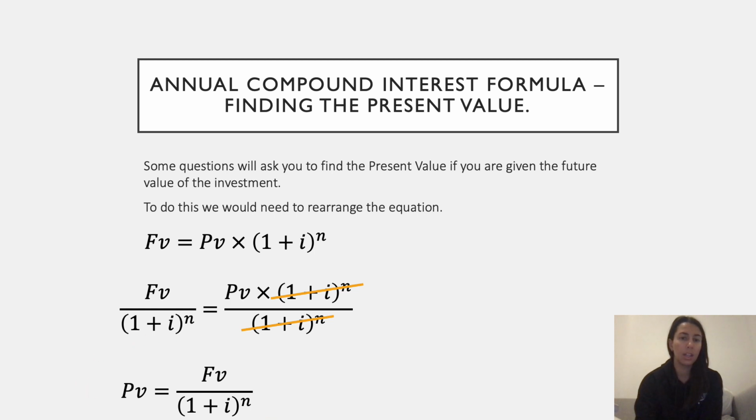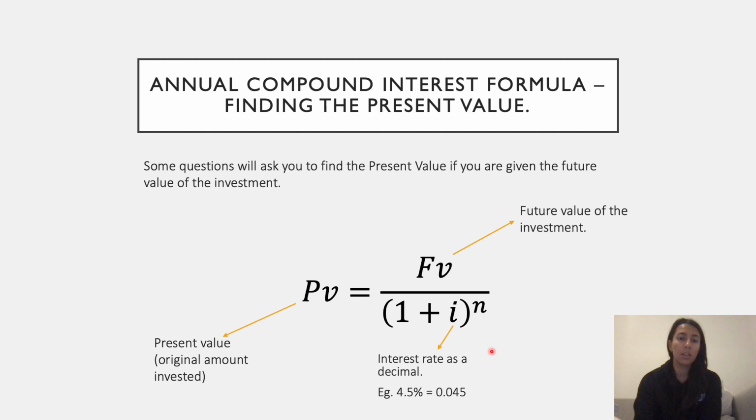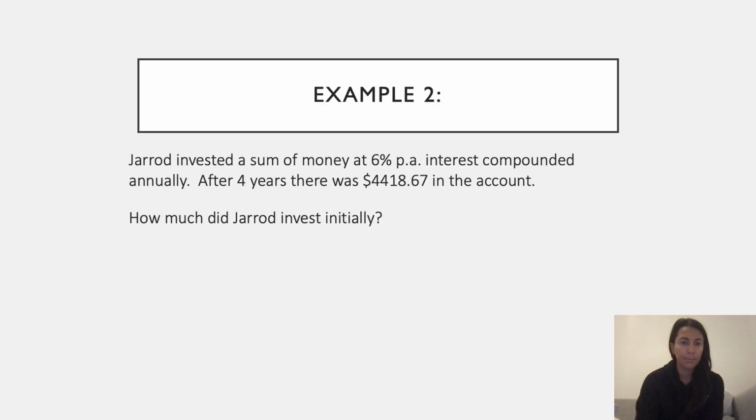If I show you it here a bit bigger, this is another formula that I would suggest you write down and put on your cheat sheet. It's the compound interest formula again, but just rearranged for when you want to find the present value. So let's do an example for this one.